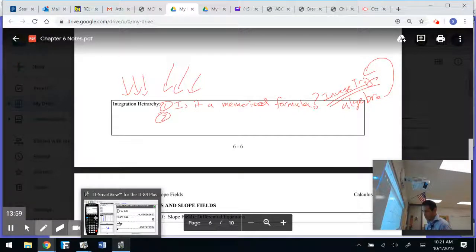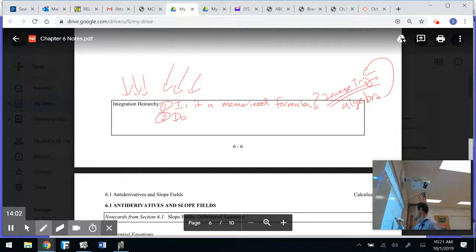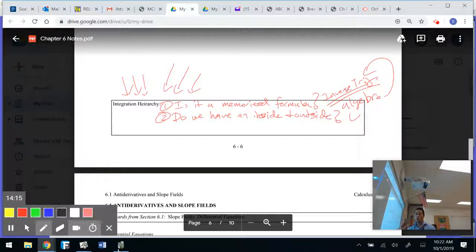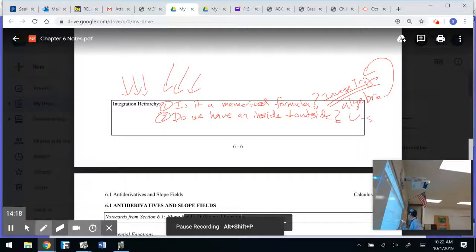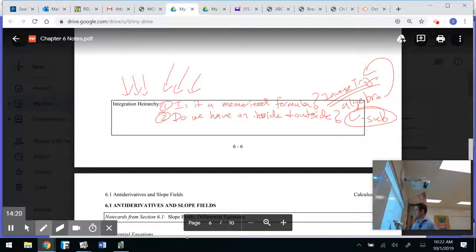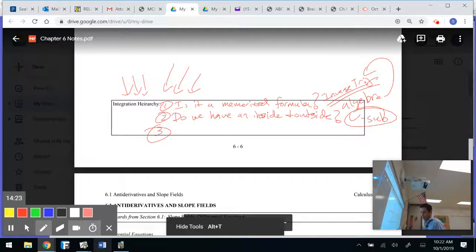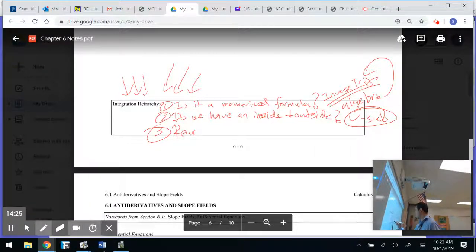Okay, 2. Do we have an inside and outside? If I do, what do I need to do, class? U sub, right? Then we have to do U sub, and sometimes there's a lot of work you have to do there. 3, rewrite the original problem with algebra. This was more part 2, right? So that was like part 1, step 2. That was part 3, and this was part 2. I guess I should have labeled these better.